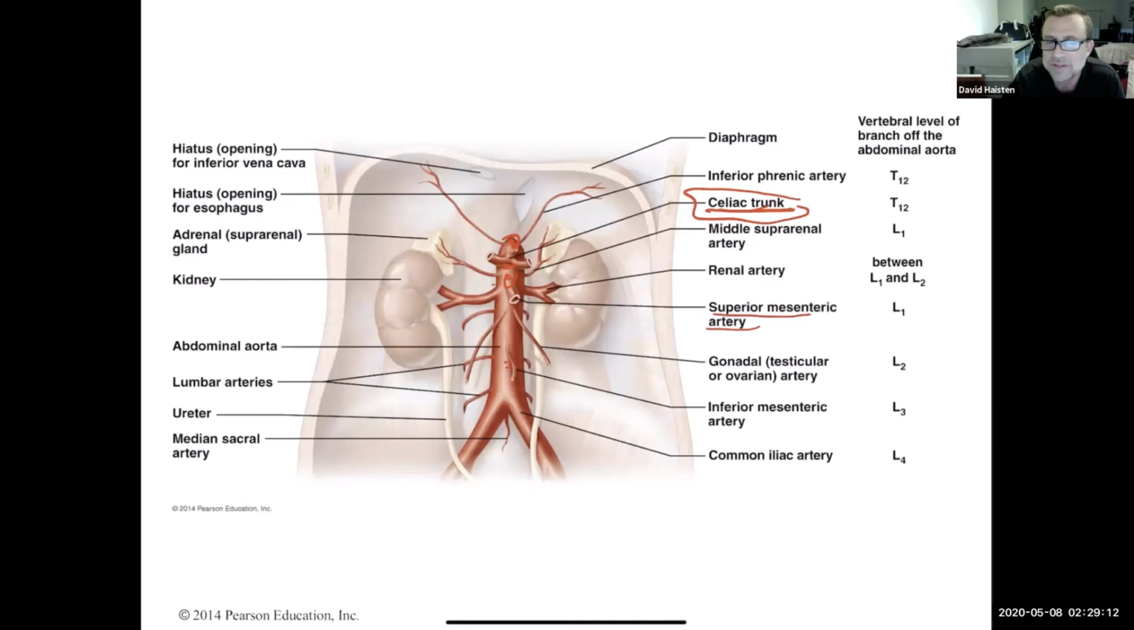You also have the celiac plexus, which is where parasympathetic and sympathetic neurons are running through. So those are those collateral ganglia. They are on the abdominal aorta, superior to these arteries. That's why they have those names. So the celiac trunk, the superior mesenteric artery, the inferior mesenteric artery.